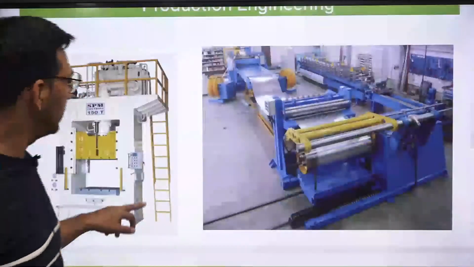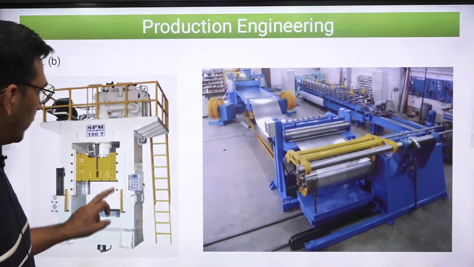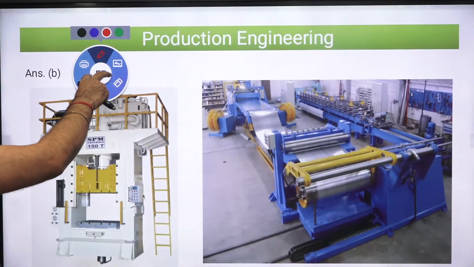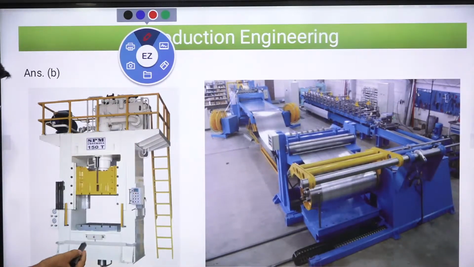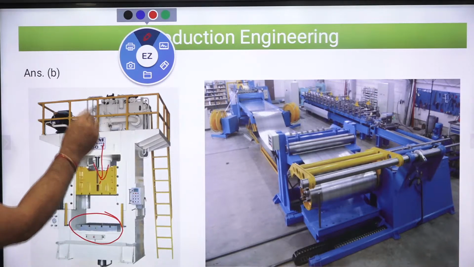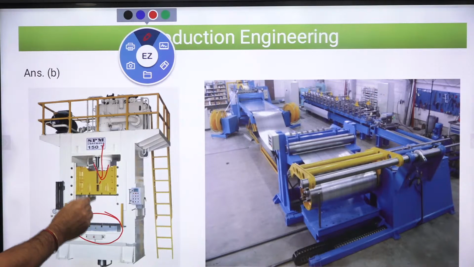For example, just have a look. A press will look something like this, where you attach the die and punch, or maybe the ram. For example, this is the base. Here you are going to attach the die, and over here this is a ram which will move up and downward. Over here you can attach the punch. So this is a press.